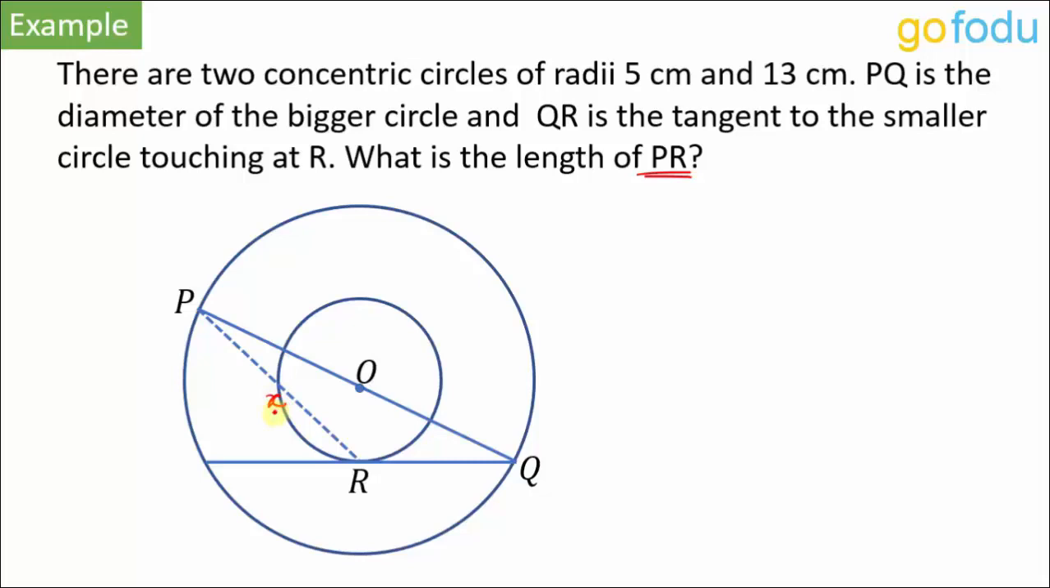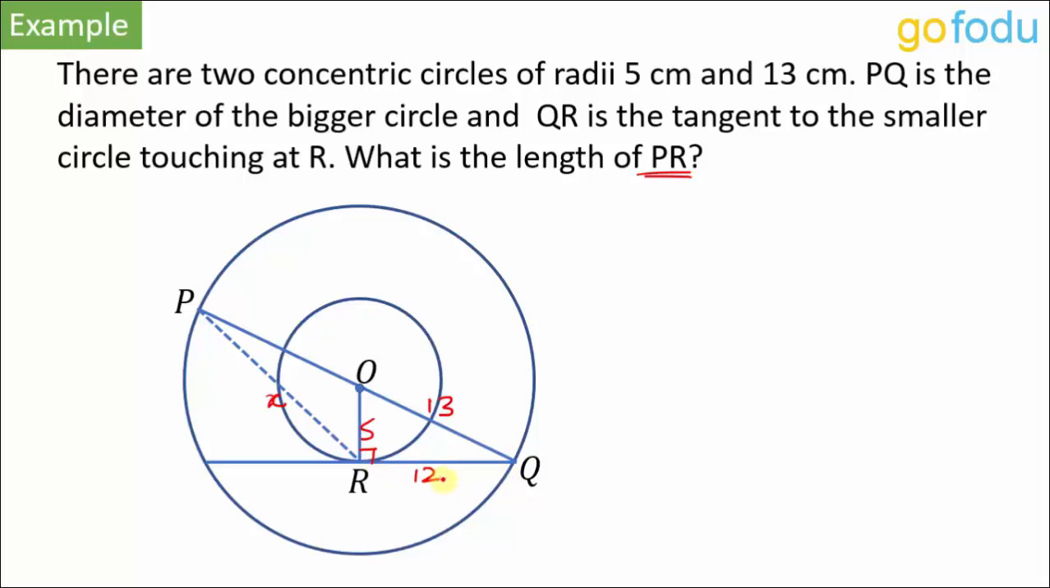Now do some wishful thinking. I wish there was a line joining O to R. I wish there was this line. And this is nothing but the radius of the smaller circle. And this radius will be perpendicular to the tangent QR. Radius is perpendicular to the tangent. This we'll see in the circles second video. Radius of the bigger circle is 13 and radius of the smaller circle is 5. So in this right triangle, we can say this third side will be 12 by Pythagoras theorem.